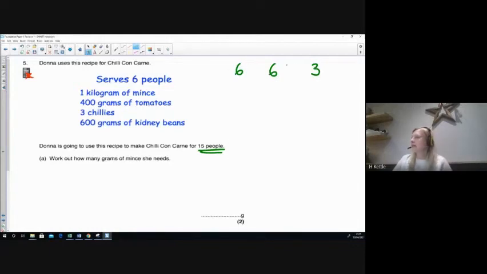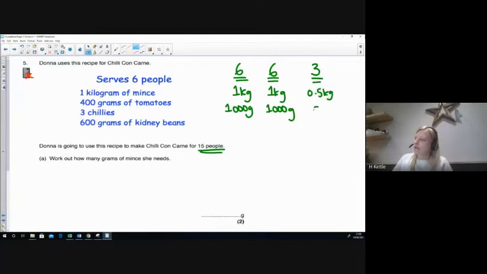So 6 and 6 and 3. So 6 people, we know we need 1 kilogram of mince. Another 6 people, we know we need another kilogram of mince. And for 3 people, we know we would need half as much. So half of a kilogram, remember a kilogram is 1,000 grams. If I had 3K in my bank, we use the letter K for 1,000. 1 kilogram's 1,000 grams. So if I want for 3 people, it's going to be half of that, half a kilogram, which would be 500 grams.